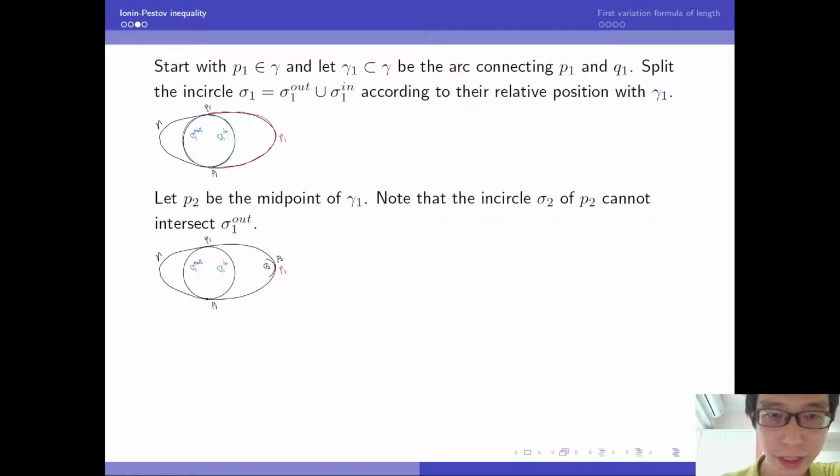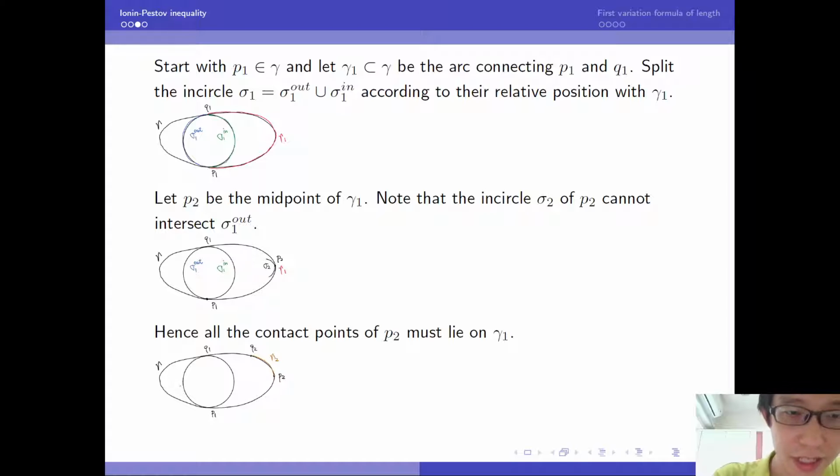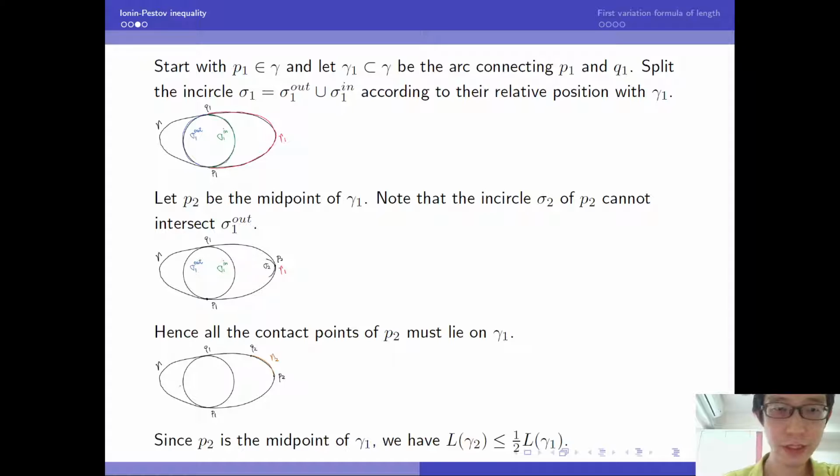And as a consequence, all the contact points of P2 must lie on gamma 1. So Q2 must look like this. And from P2 to Q2, we call the arc gamma 2. And since P2 is the midpoint of gamma 1, we know that the length of gamma 2 is less than or equal to half of the length of gamma 1.